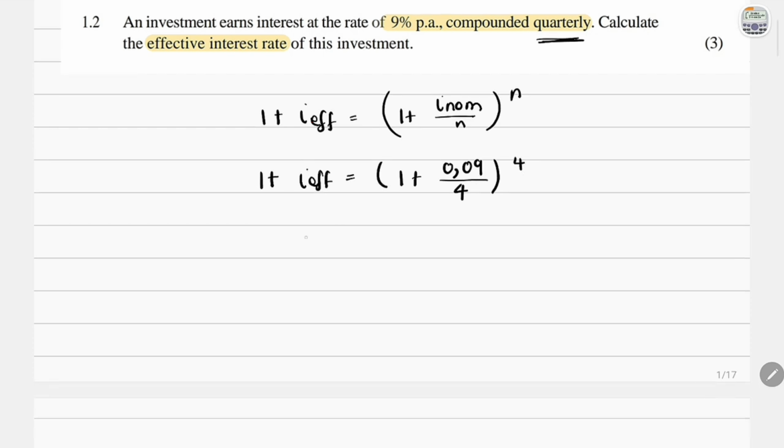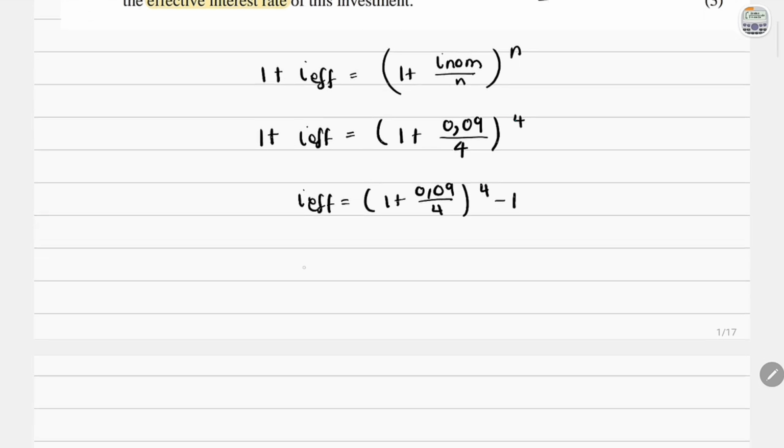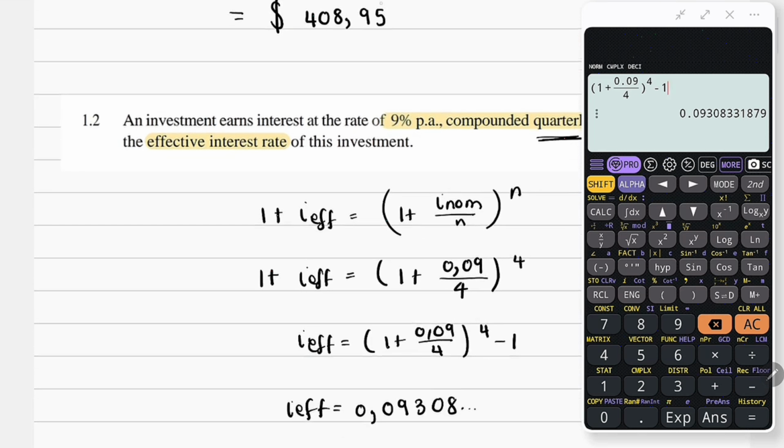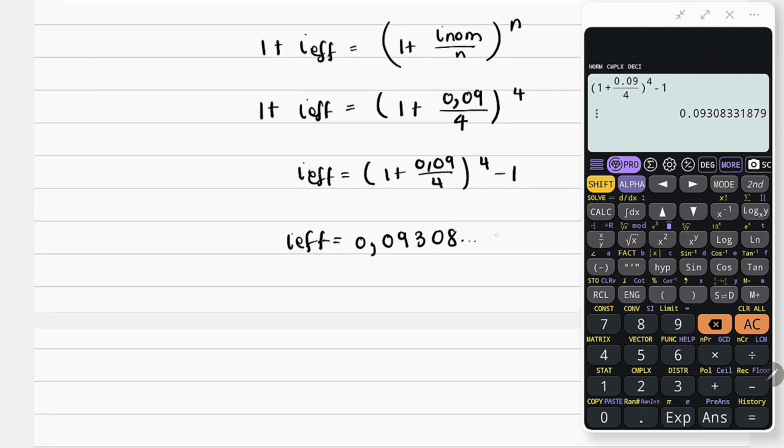And then we're going to just transpose the 1 to find i effective. Okay, so rewrite everything that you have here, and just take that 1 over, so it becomes a minus 1. And let's go ahead and punch this into our calculator and see our answer. So our answer as a decimal is first 0.09308, but then you need to ensure that you write this as a rate. Okay, they want the effective interest rate, so it needs to be expressed as a percentage. So multiply it by 100. So on your calculator, just say times 100, and there we go.